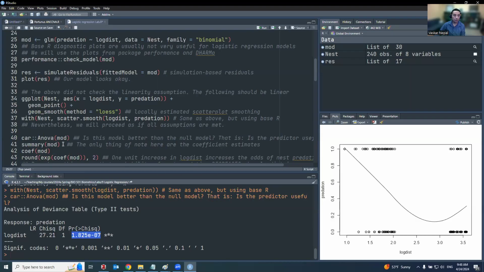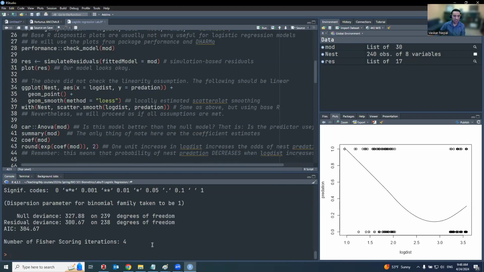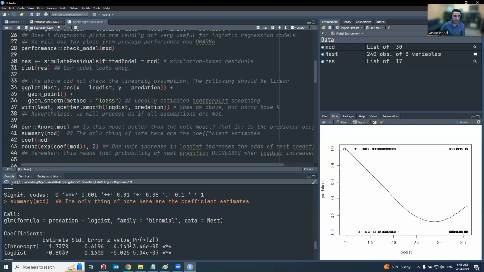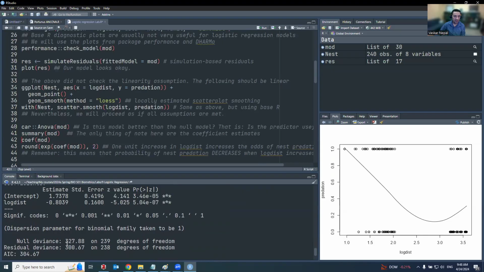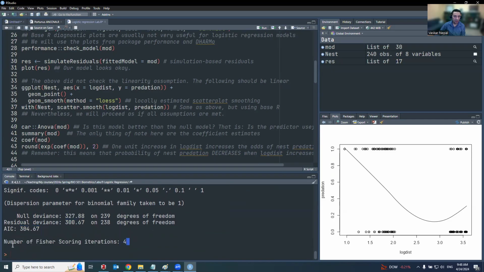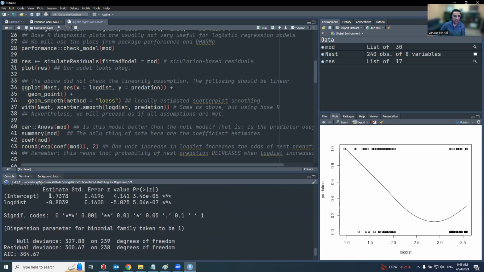Then the question is how useful, right? How useful? We look at the summary output first. And in the summary output, it gives you quite a bit of information. Some of this is perhaps not necessary. It gives you the null deviance, residual deviance, AIC values, and the number of iterations it took for the model to fit. Then it also gives you the parameter estimates and their p-values, and that is what we are interested in.